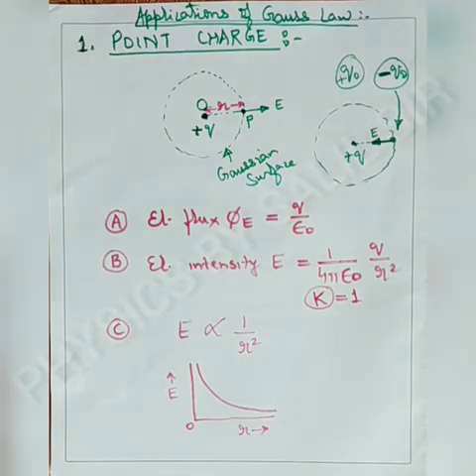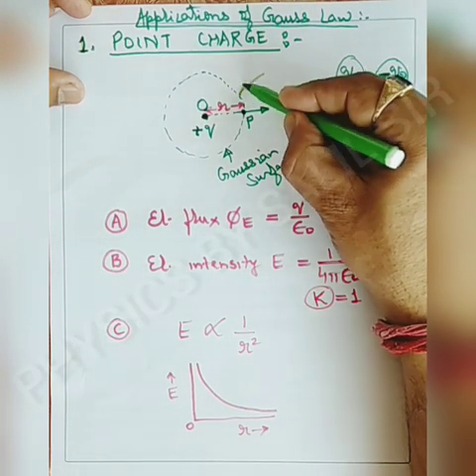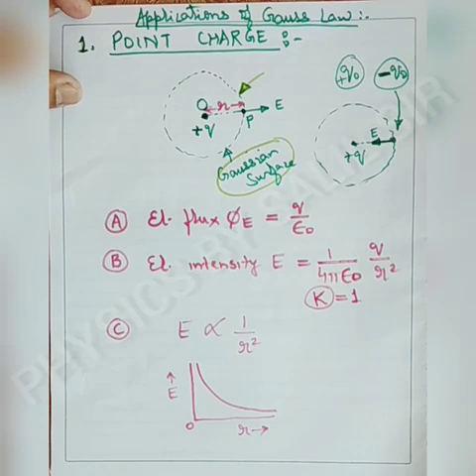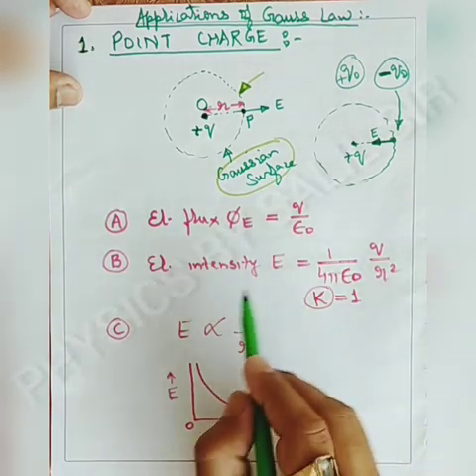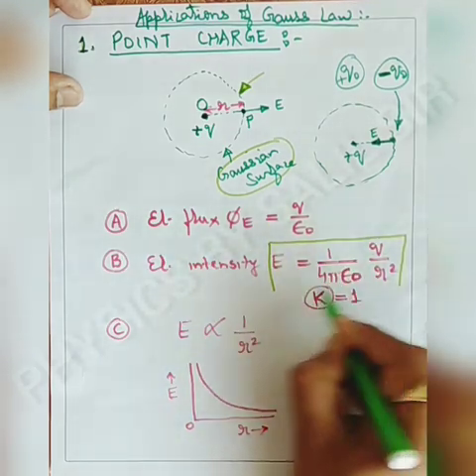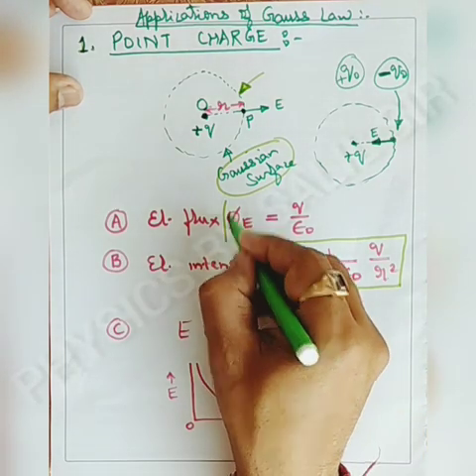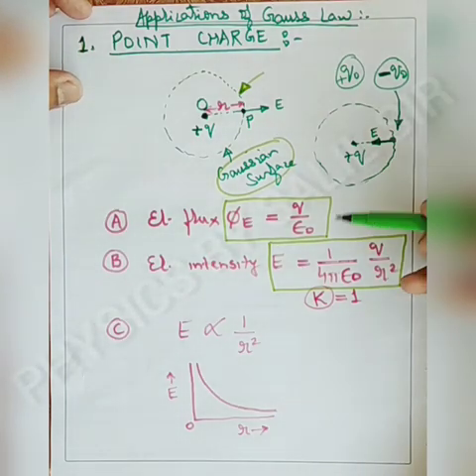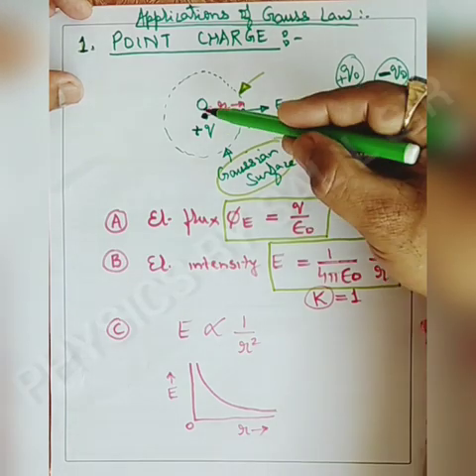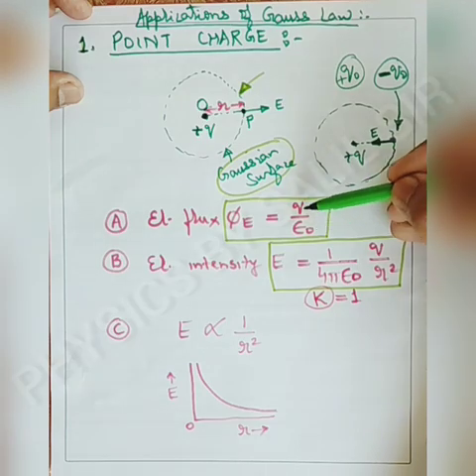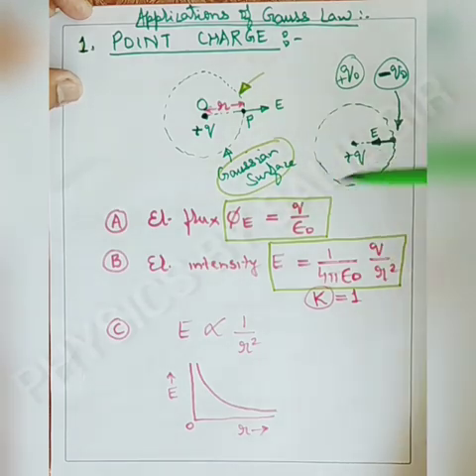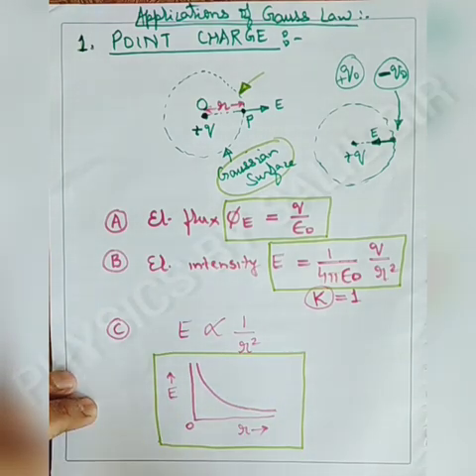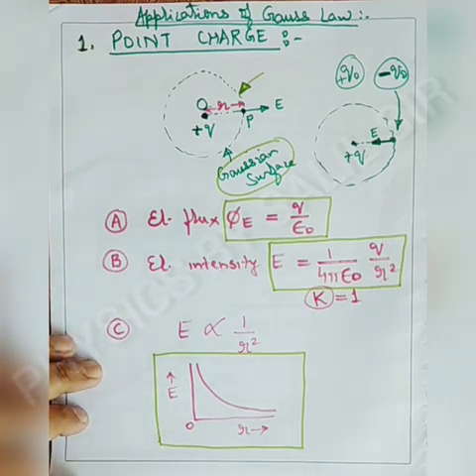You have to remember that the point charge has the Gaussian surface in the form of a circle. This is the Gaussian surface. The point charge has a relation with R, means electric intensity will be represented by this formula. This you have to remember. And electric flux for the point charge will be according to the explanation of Gauss theorem: 1 upon epsilon naught times the total charge enclosed by the system. This plus Q is the total charge enclosed by the system, and this is 1 upon epsilon naught. This is according to the definition of Gauss law. And third thing, you have to remember this graphical relation between electric field intensity and small r.